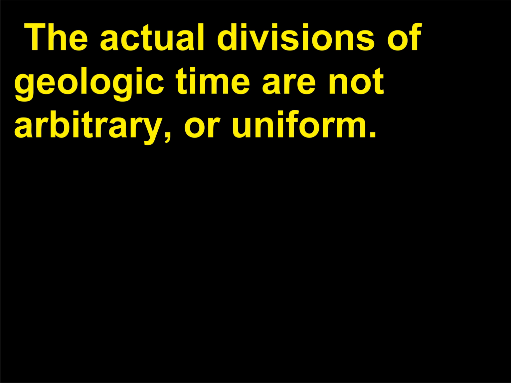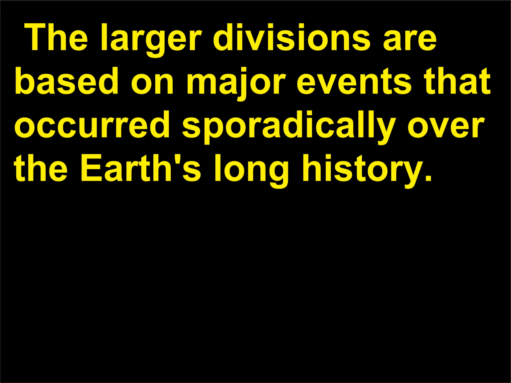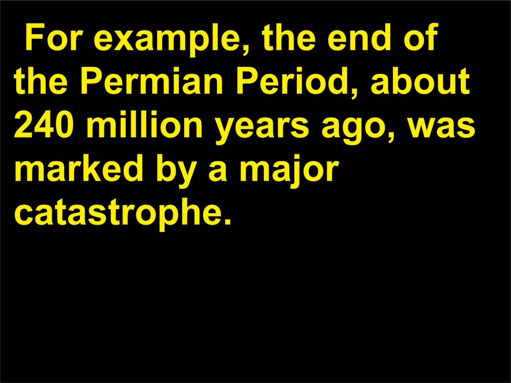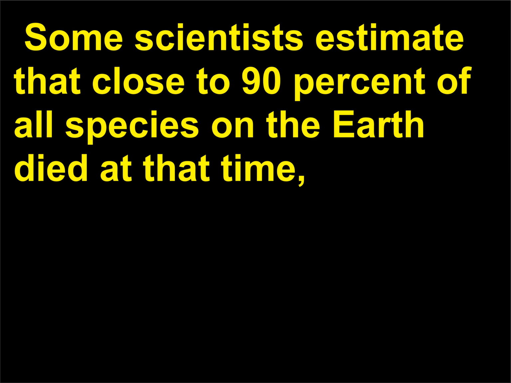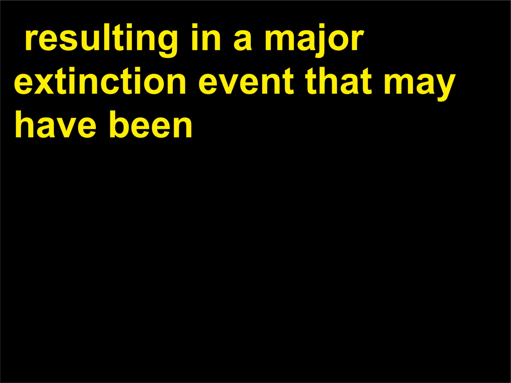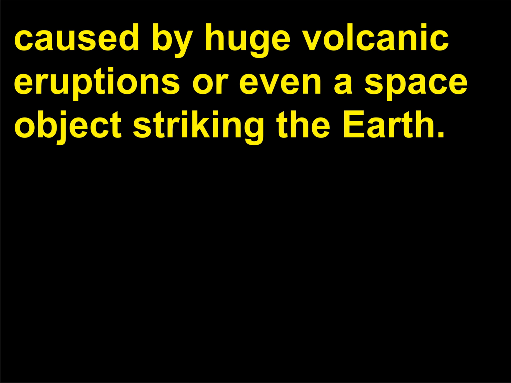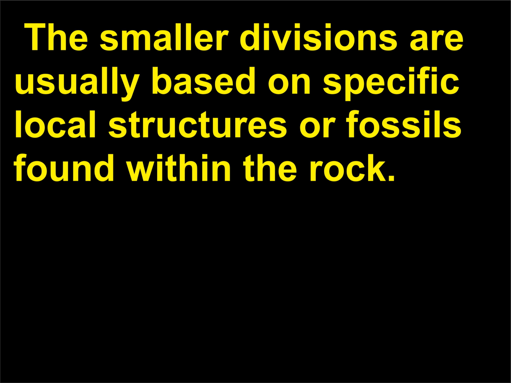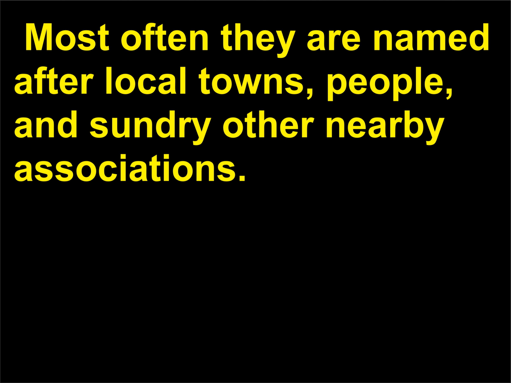The actual divisions of geologic time are not arbitrary, or uniform. The larger divisions are based on major events that occurred sporadically over the Earth's long history. For example, the end of the Permian period, about 240 million years ago, was marked by a major catastrophe. Some scientists estimate that close to 90% of all species on the Earth died at that time, resulting in a major extinction event that may have been caused by huge volcanic eruptions or even a space object striking the Earth. The smaller divisions are usually based on specific local structures or fossils found within the rock. Most often they are named after local towns, people, and sundry other nearby associations.